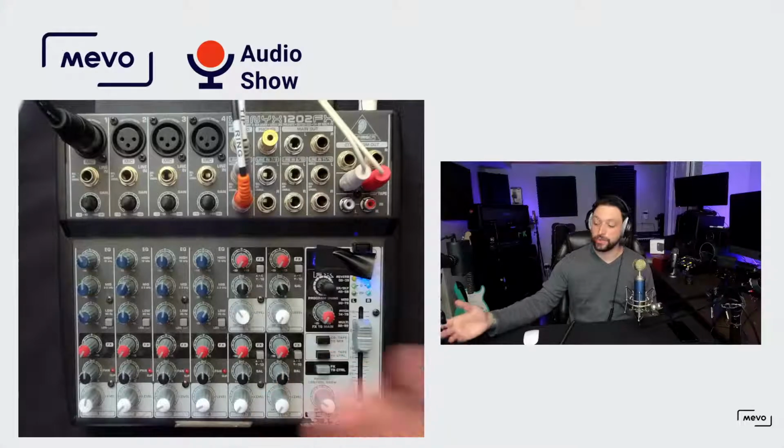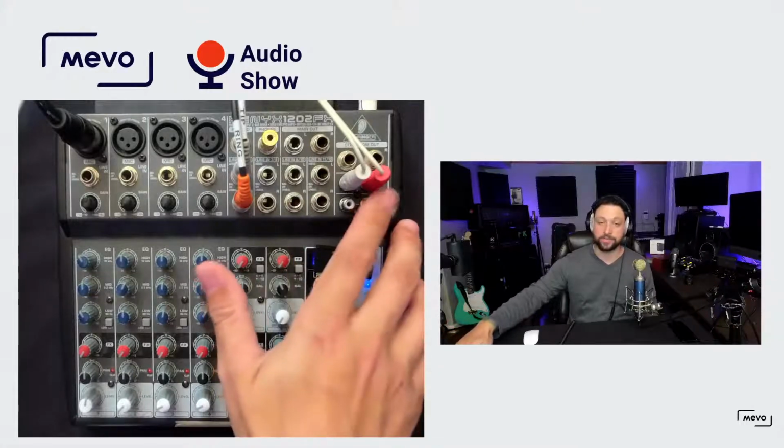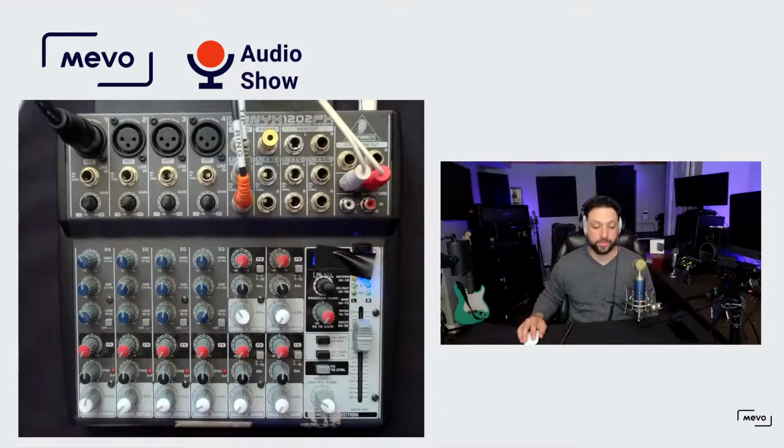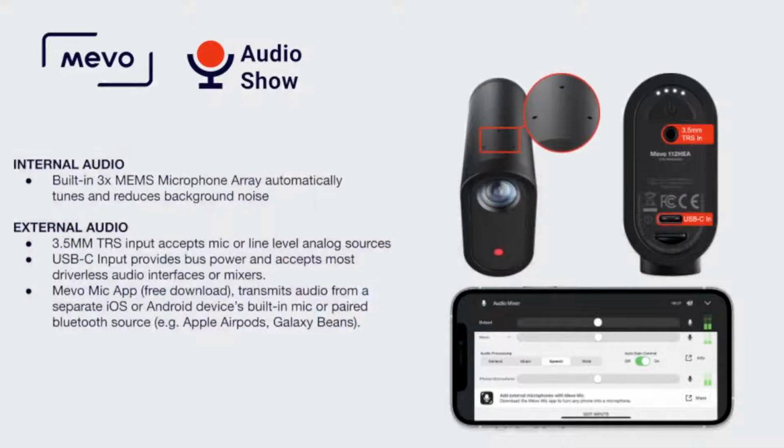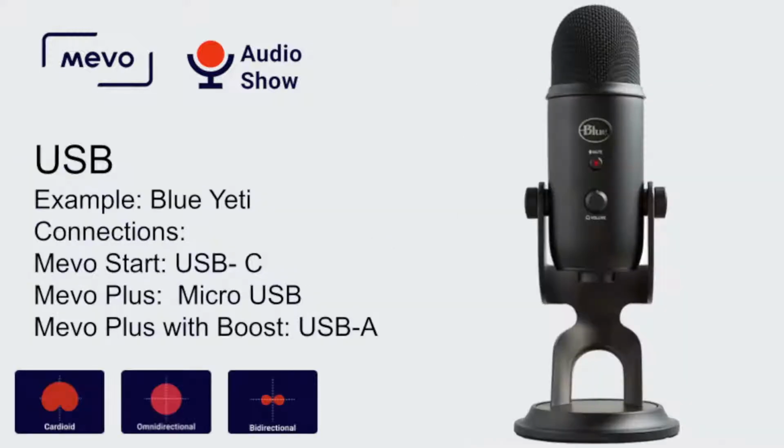So the only option I have on this mixer is to come out of my main outputs here into the 3.5. But the USB connection is great if you have an interface that you want to do some mixing on and then send that to the Mevo, or if you have a USB microphone, which I can give you an example of right here. Great. So this is an example of a USB microphone that you can connect to the Mevo.